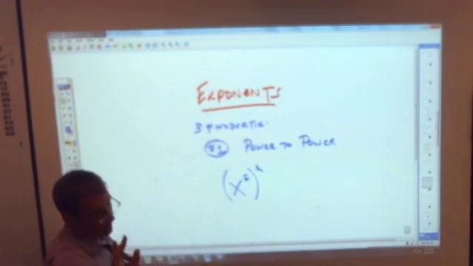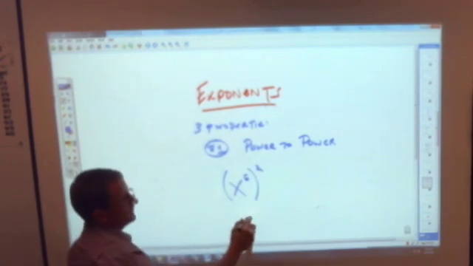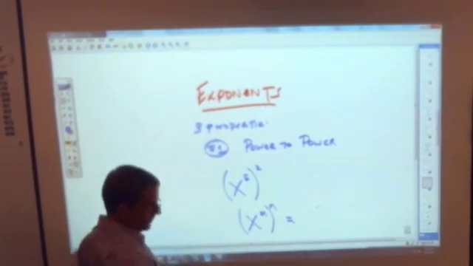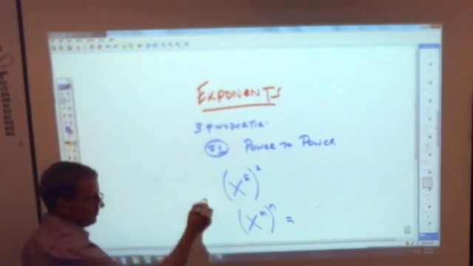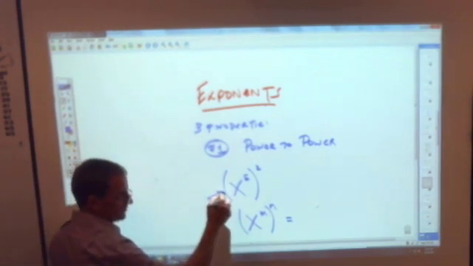Now, the book won't give you numbers. They'll give you letters, because numbers are only good for this case. But what if it said this? x to the m power to the n power. What does that equal? Good question. Let's investigate what this would really be. Does anybody have a thought as to what it would be if I were to simplify this?